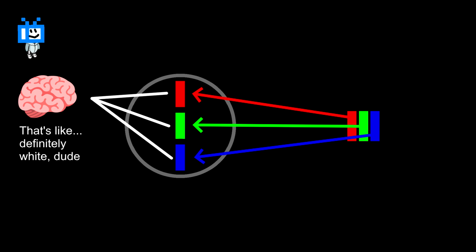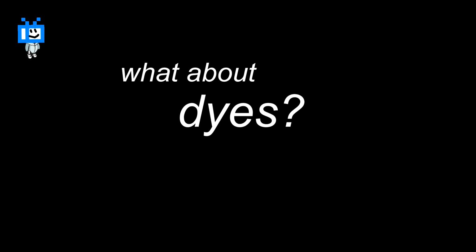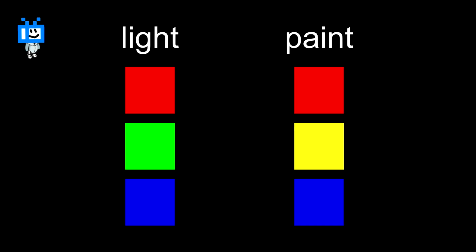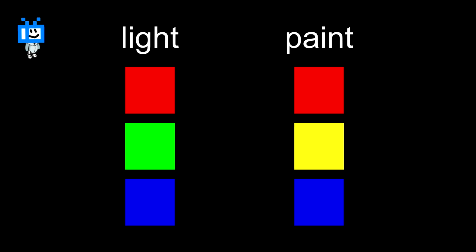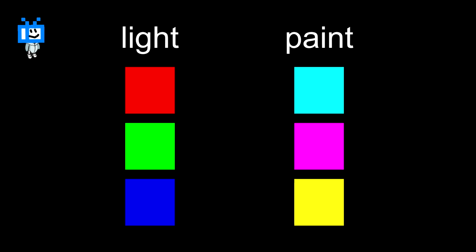What makes pixels work though is that they're really small, so your eye basically thinks that different colors are coming from the same spot. Okay, but what about dyes, paint? You may have noticed that our primary colors for light are red, green and blue, while for paint it's red, yellow and blue, right? Wrong, actually. Well, kinda. The primary colors in paint are cyan, magenta and yellow, again.